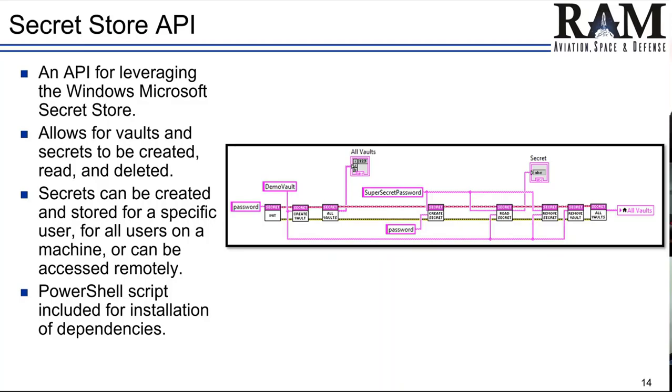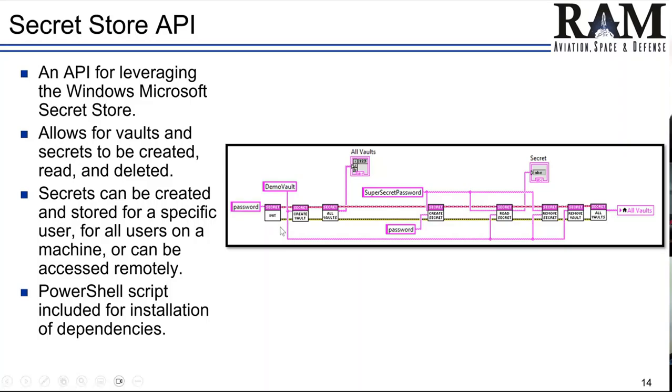I also included in here a PowerShell script that you can just run, and it will do all of the installation of the Microsoft Secret Store tools for you. So it'll install all the dependencies, and at the very end of the PowerShell script it will prompt you to set a password for your Secret Store. So here, when you run this Secret Store initialize function, it wants a password. Here it's just password. But when you first run the installation, it's going to prompt you and say, hey, what do you want your initial password to be?